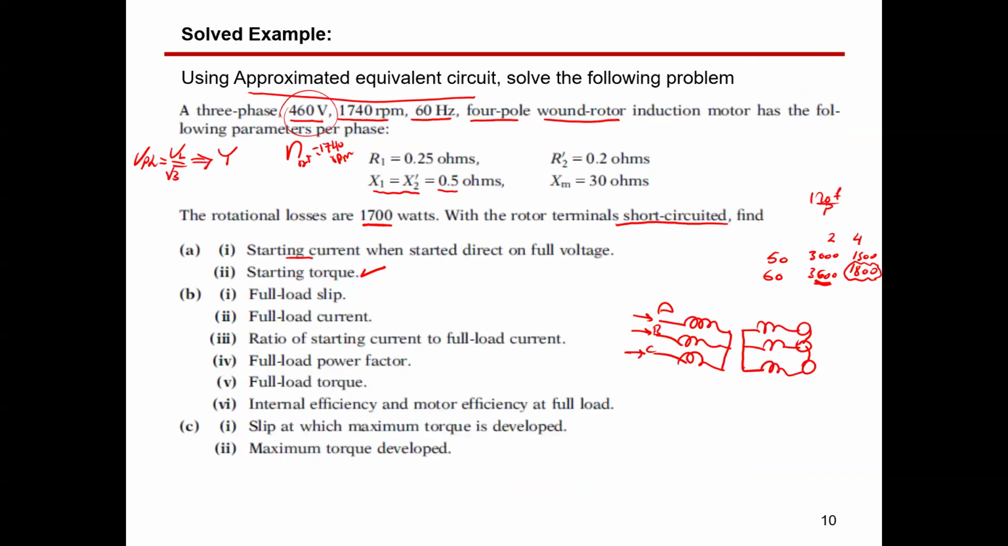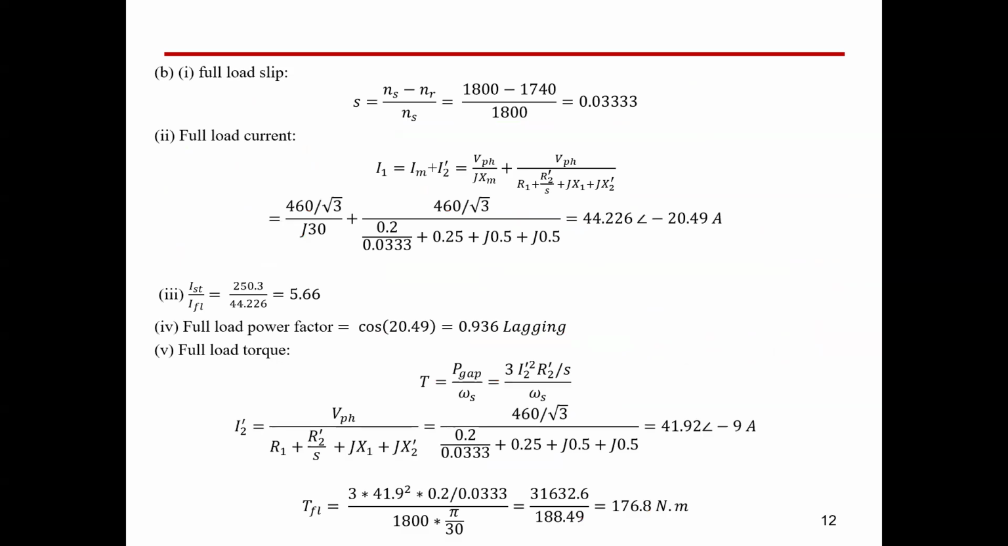So we solve it now, part A. Part B, in full load, we need to get the full load slip. So slip is NS minus NR divide NS. And full load speed is given actually in the problem here, so simply we can calculate the slip. So S equals NS minus NR divide NS. So we can calculate this slip. So the slip here is 0.0333 like that.